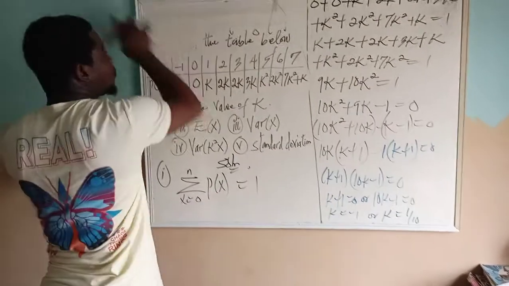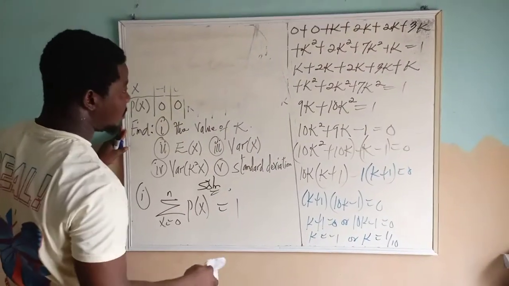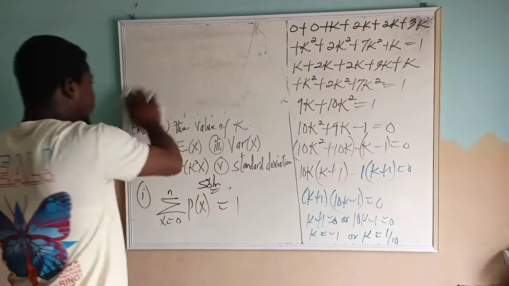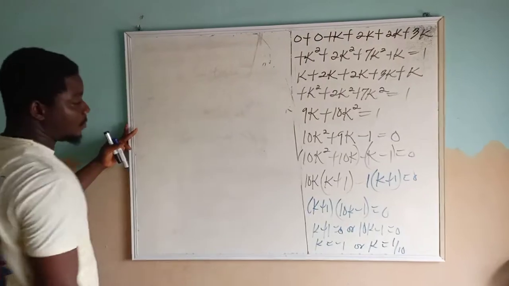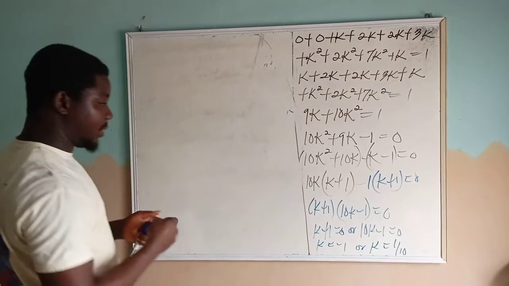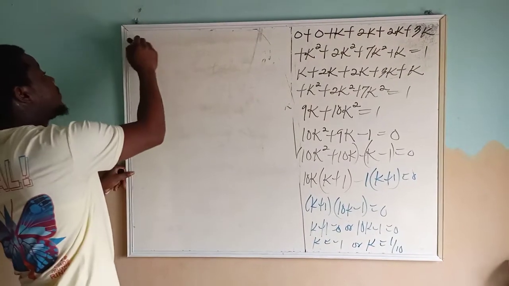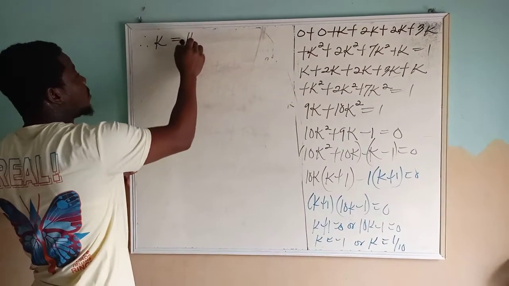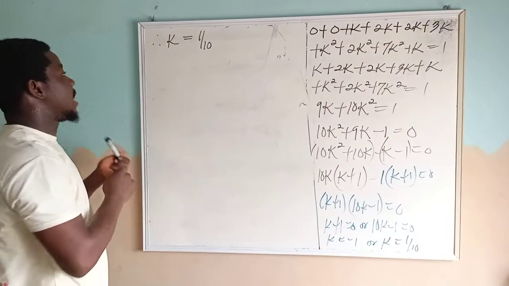So, this table, I will need this table. Okay, now we have been able to get k. So you can now say therefore k equals 1 over 10. Okay, that is the first question they ask us to do.